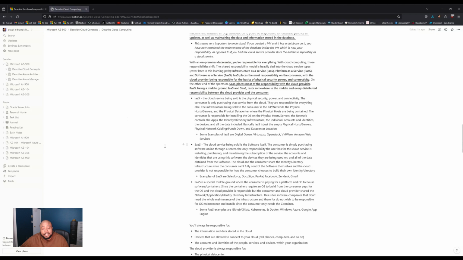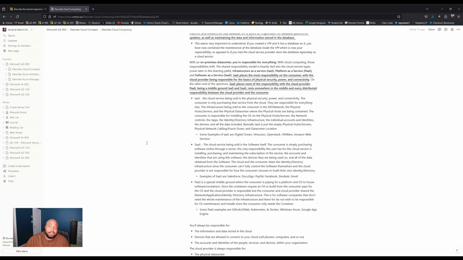So software as a service is a little easier. The cloud service being sold is the software itself. The consumer is simply purchasing software online through a server. The only responsibility the user has for this cloud service is purchasing and maintaining the subscription of the service, the accounts and identities that are using the software, the devices they're being used on, and all of the data obtained from the software.